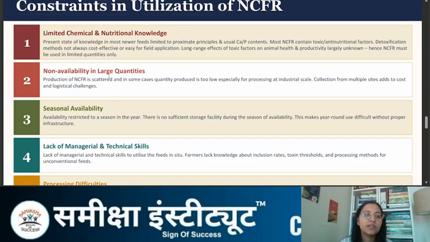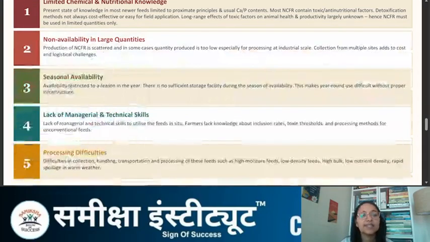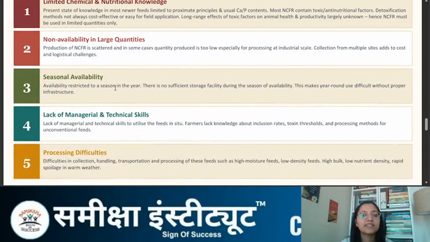Then second, non-availability in large quantities. So production of non-conventional or unconventional feed resources is scattered, and in some cases the quantity produced is too low, especially for processing at industrial scale. Then there is seasonal variability, okay. Availability is restricted to season and even geographically limited. There is no sufficient storage facility during the season of availability.